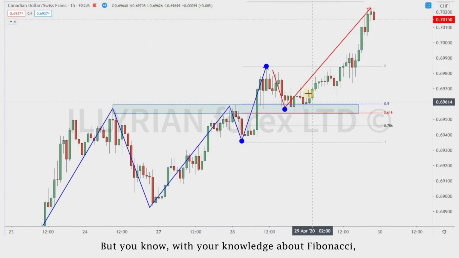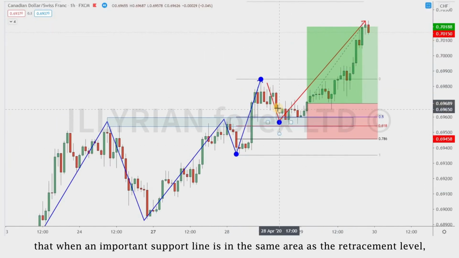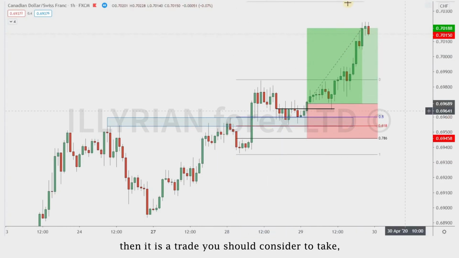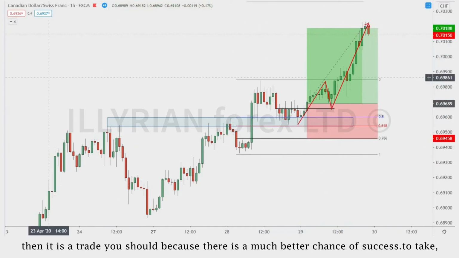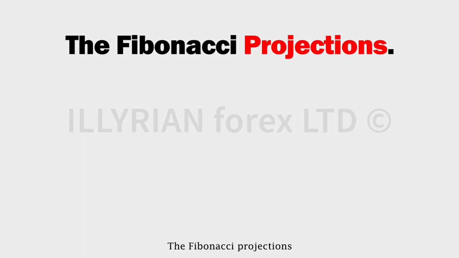But you know, with your knowledge about Fibonacci, that when an important support line is in the same area as the retracement level, then it is a trade you should consider to take, because there is a much better chance of success. The Fibonacci projections.